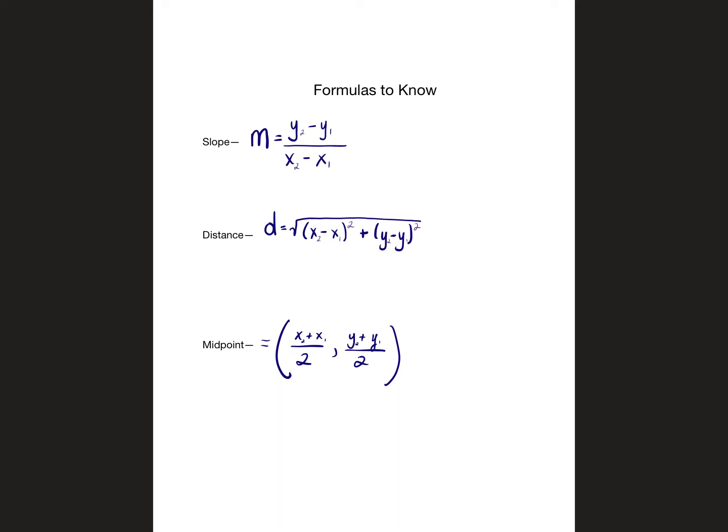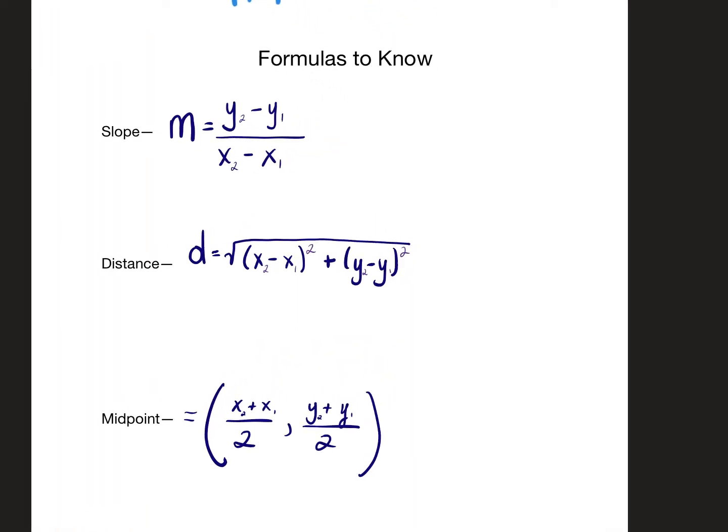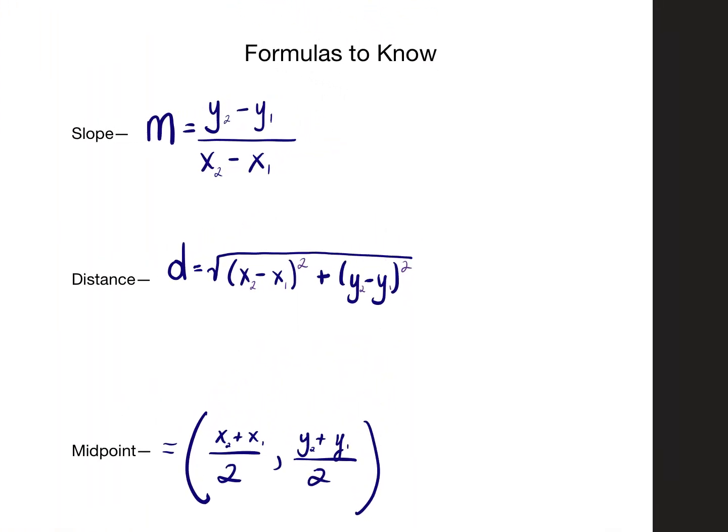You have formulas you need to know. So this is 1.1 and 1.2. We have slope, distance, and midpoint. Hopefully these are familiar to you guys. I'm sure you've seen them in Algebra 1, Algebra 2, and Geometry. Same formulas that you guys have used. They don't change. So we're gonna practice using each one with 2 points.